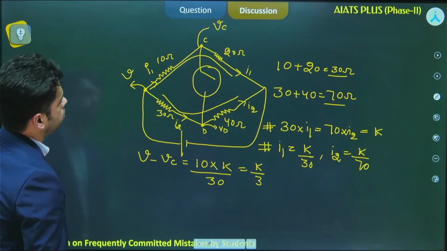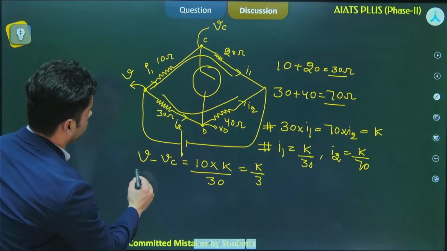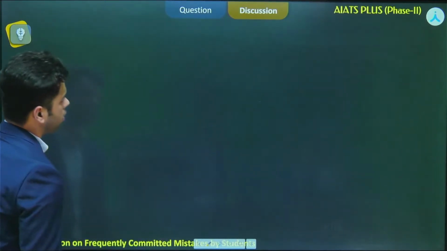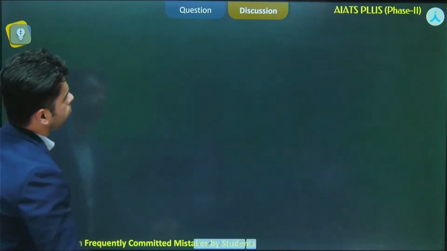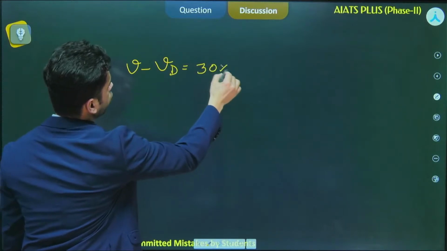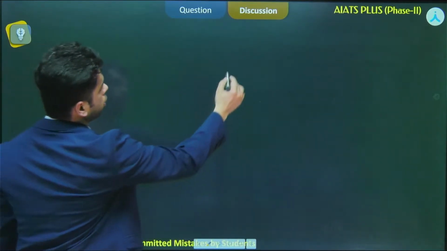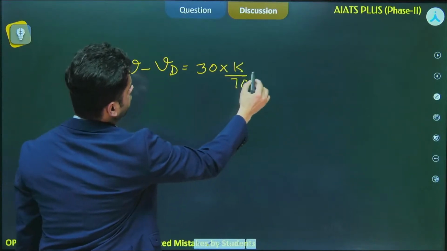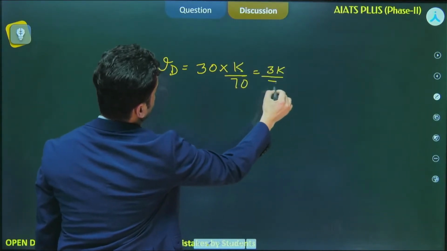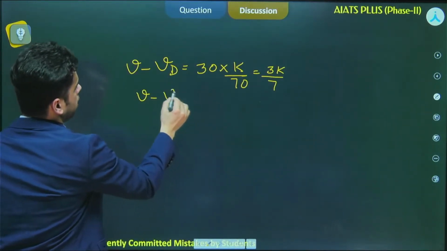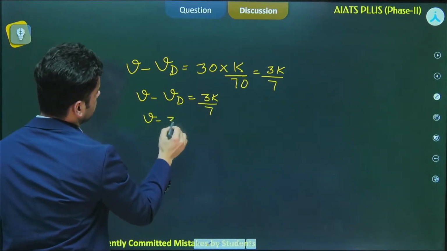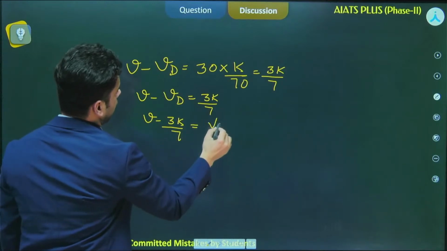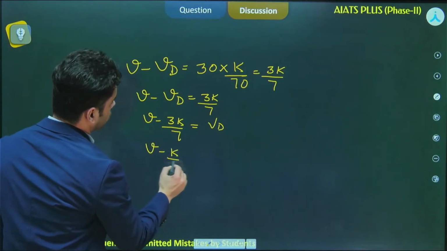Similarly, I'll write here only, V minus Vd. The resistance over here is 30, so it will be equal to 30 into I2. What is the value of I2? We just calculated, I2 is K by 70. So let me write it over here, K by 70. So it is 3K by 7. So V minus Vd is equal to 3K by 7. So V minus 3K by 7 is Vd, and V minus K by 3 is equal to Vc.